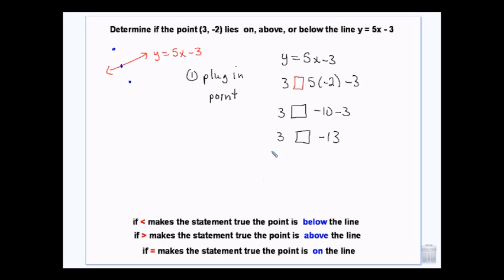These are not equal, are they? 3 and negative 13? Okay, so I took the equal out and I put a box in. If less than is what I would put in there, then the point is below the line. If greater than is what I put in here, then the point is above the line. And if equal goes back in, then the point is on the line. So in this case, 3 is greater than negative 13. So the point is above the line. So it would be here.